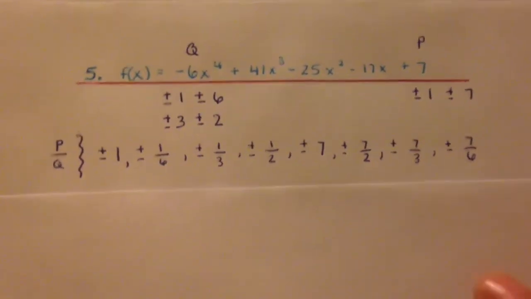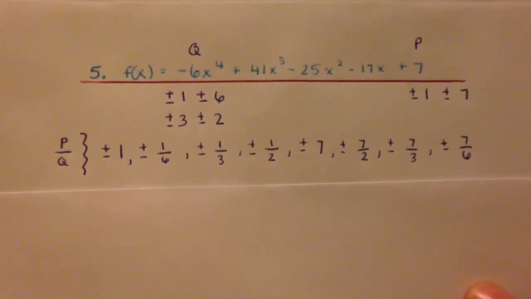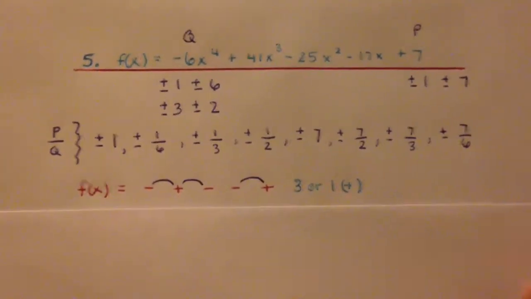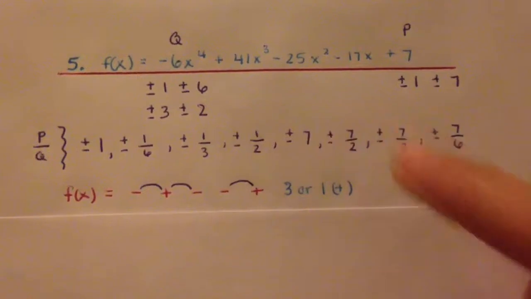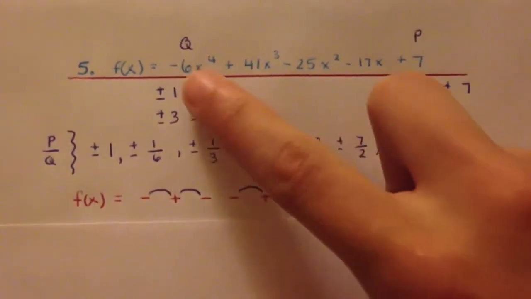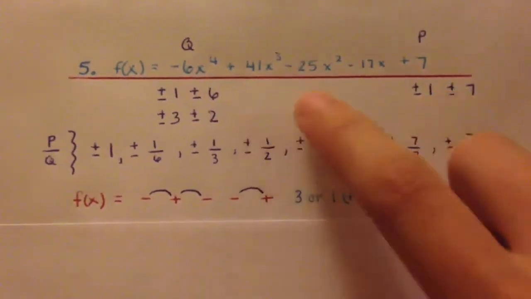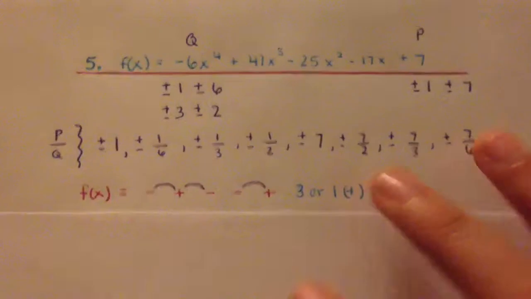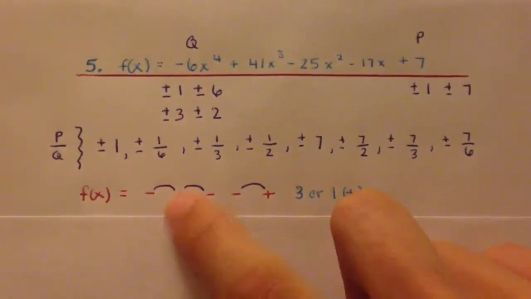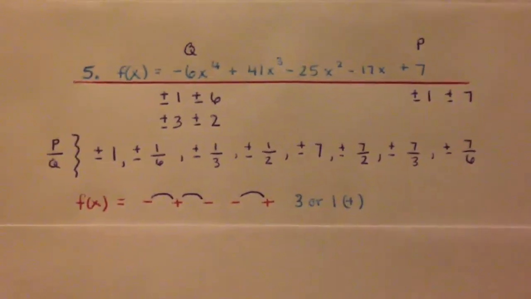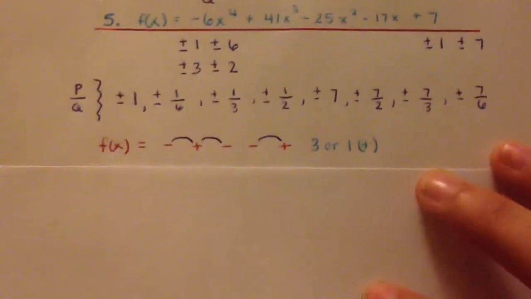Now we're going to move on to Descartes' rule of signs. We're just going to list out whether each number is positive or negative. So this is negative, positive, negative, negative, positive. So it fits, and that is 1, 2, 3 sign changes. So it's 3 or 1 positive real numbers.